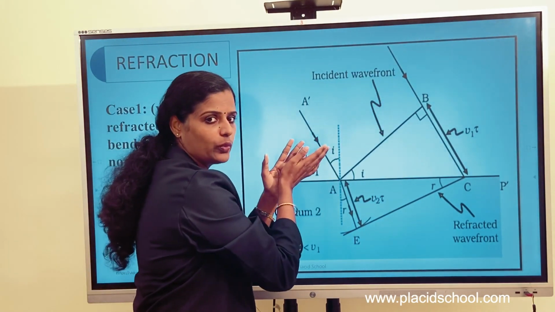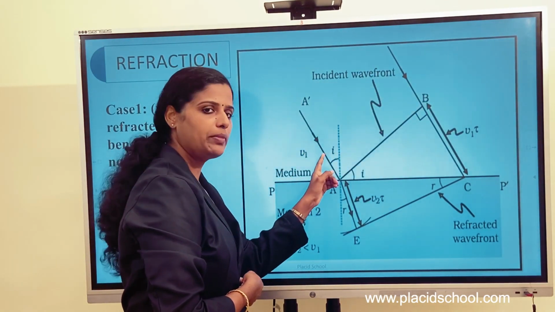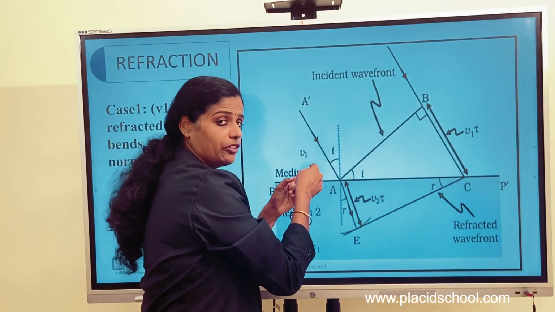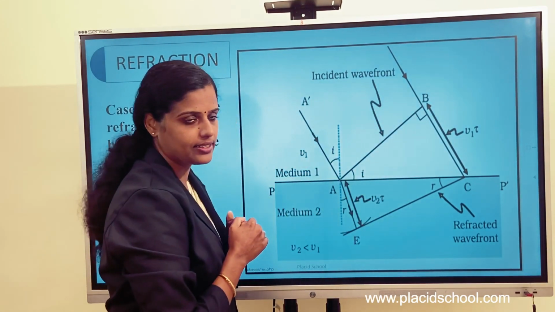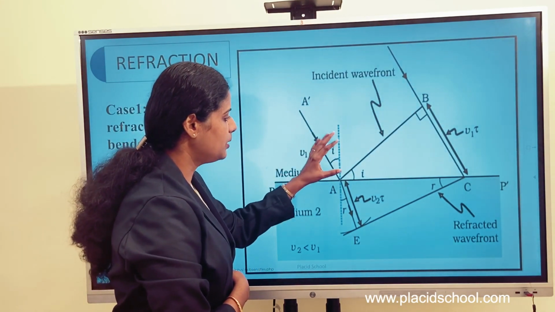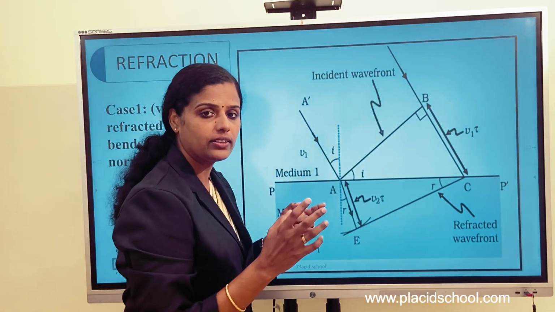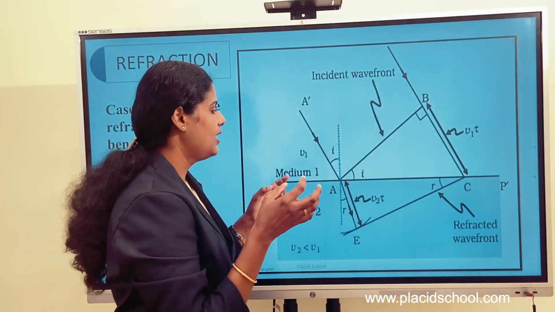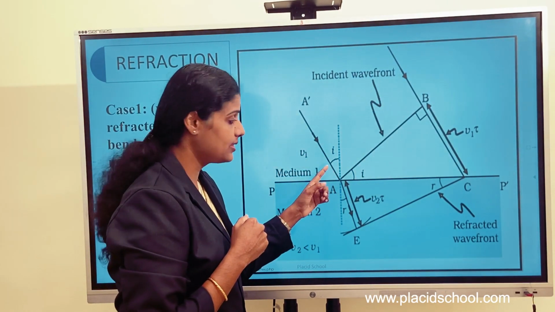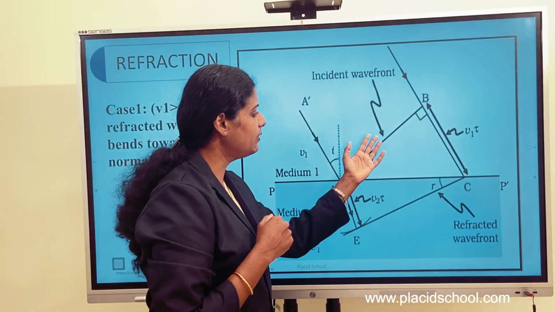The parallel beam has a wavefront which is perpendicular to the direction, that is AB. The incident ray makes an angle I with the normal, or we can say the incident wavefront makes an angle I with the refracting surface. Similar to the earlier case, according to Huygens' principle, every point on this wavefront acts as a source of secondary wavelets, and we are considering a point A. The point A touches the surface first, so secondary wavelets are produced.